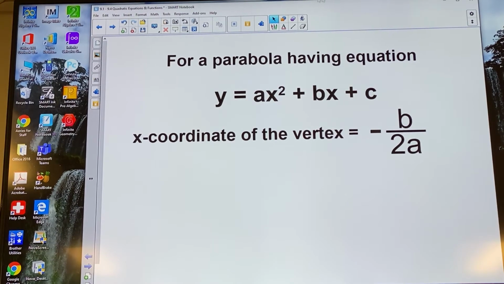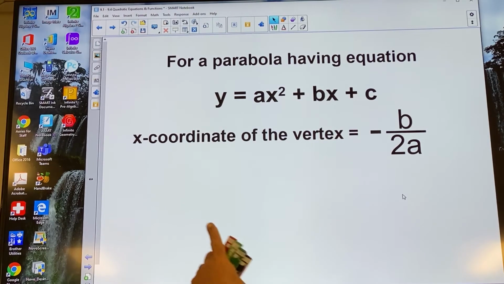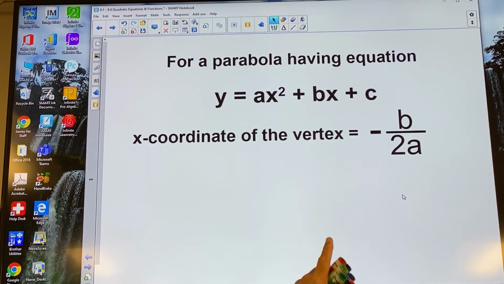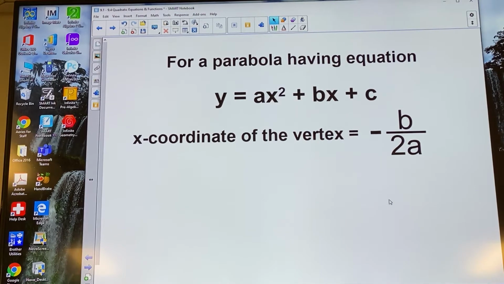So I'll go back. I just wanted you to realize that. This is very important. You need to understand that the x-coordinate of the vertex of a parabola is negative b over 2a. Memorize that. Okay, so let's go back.